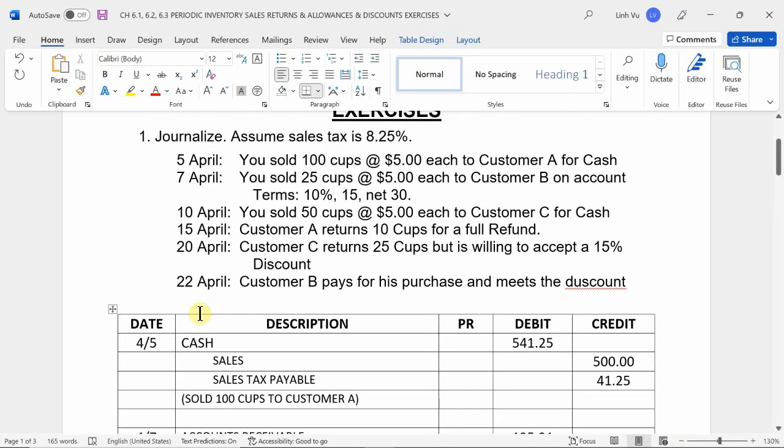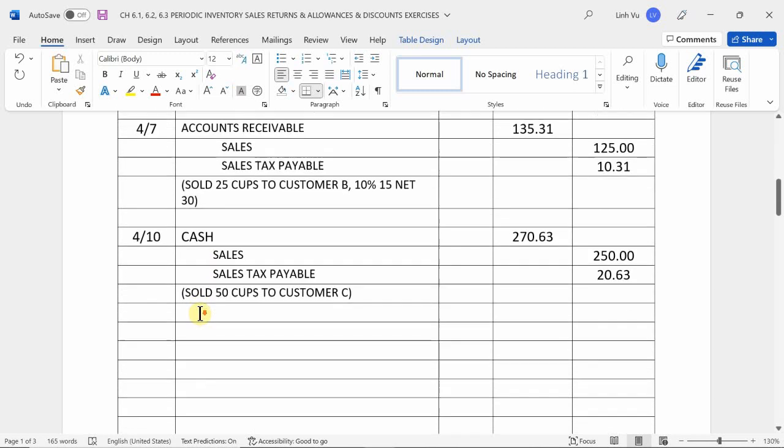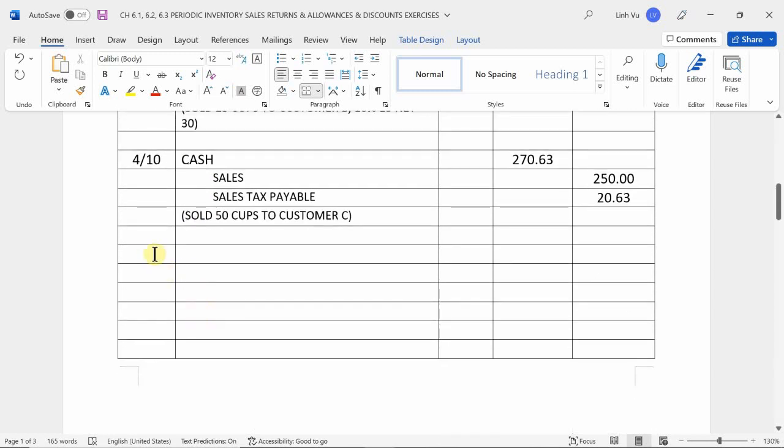So then on April 15, customer A decides to return 10 cups for a full refund. So we have to issue customer A a full refund for 10 cups. In this case, let's first figure out, how did customer A pay me? They paid me with cash, so I'm going to refund her with cash. So how do I refund her the cash?